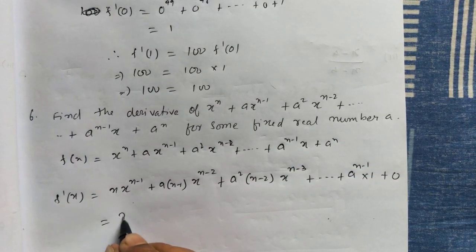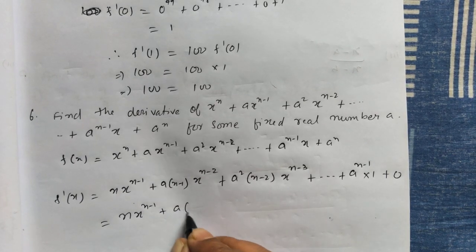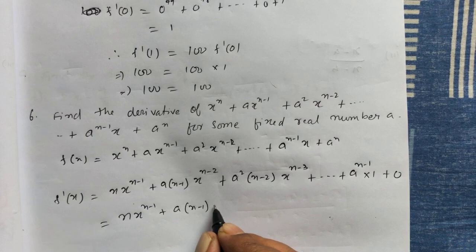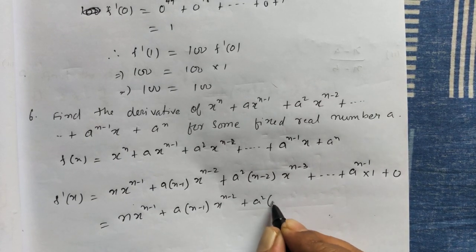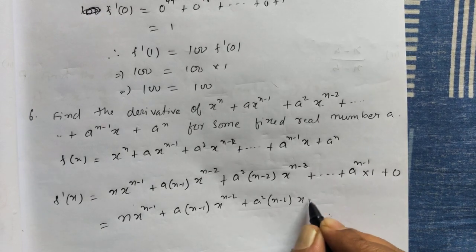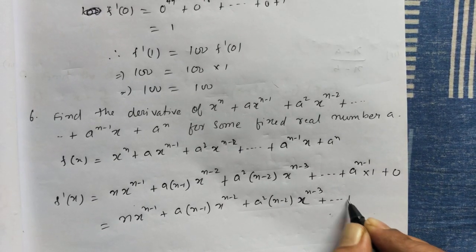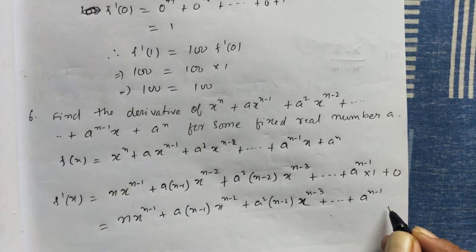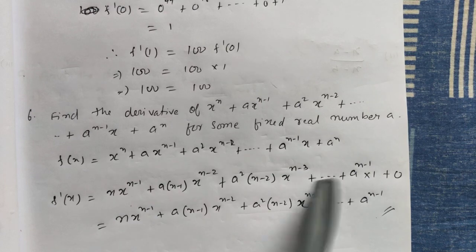So your answer is n x to the power n minus 1 plus a (n minus 1) x to the power n minus 2 plus a square (n minus 2) x to the power n minus 3 plus dot dot dot plus a to the power n minus 1. So this is your answer. Okay, when you derive this, you are getting this.